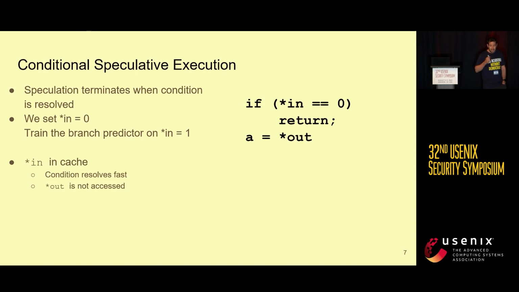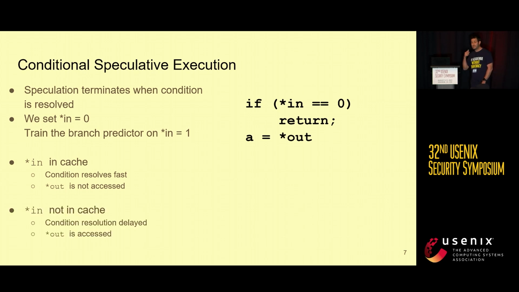And now, if this input address is inside the cache, we're going to resolve the condition very fast. And then we're going to return before we access this output address. And then it's not accessed. However, if the input address is not in cache, it's going to take a very long time to get it out of the memory to resolve the condition. And now we have a long speculative window, and we're going to speculatively access the output address, and thus setting its logical value to true.